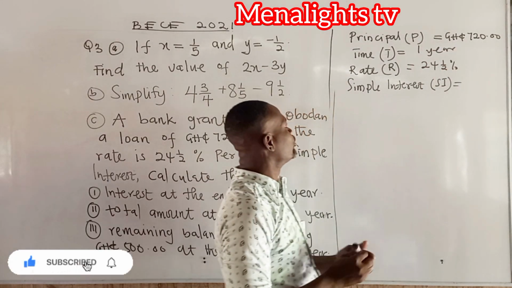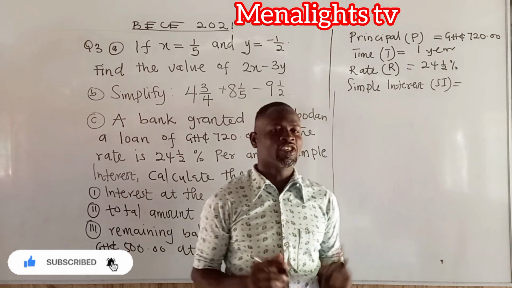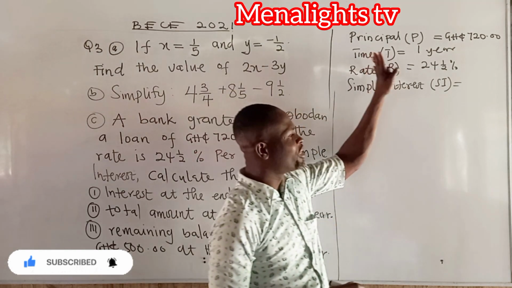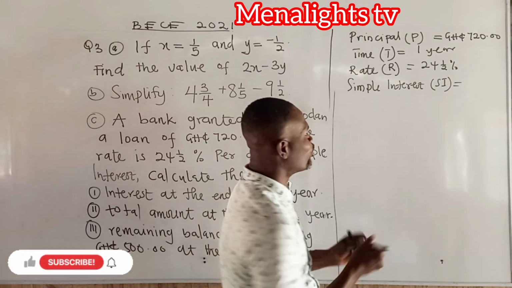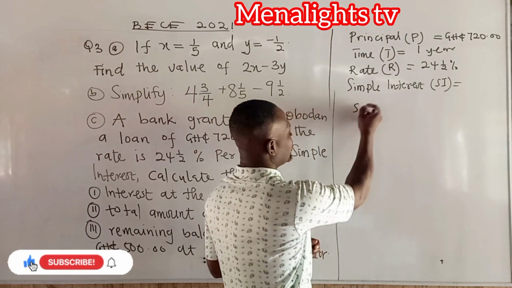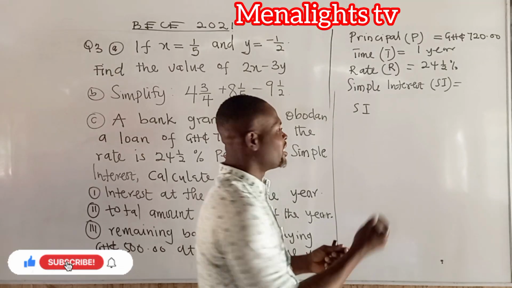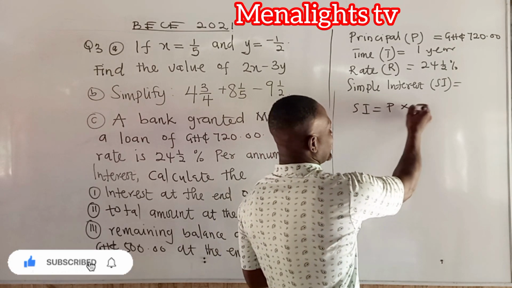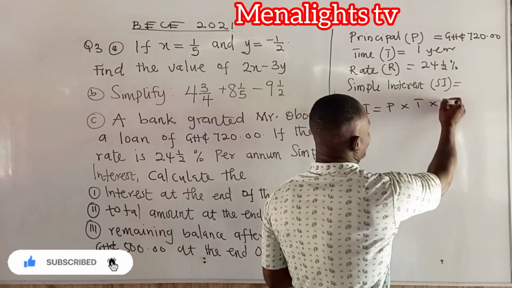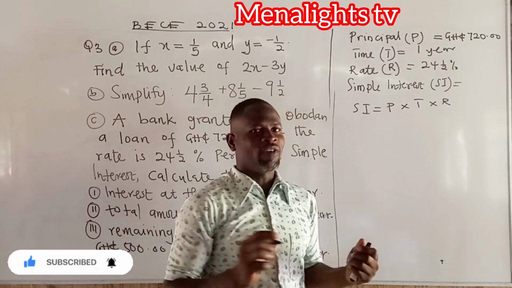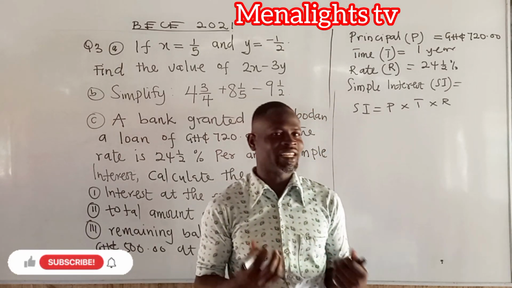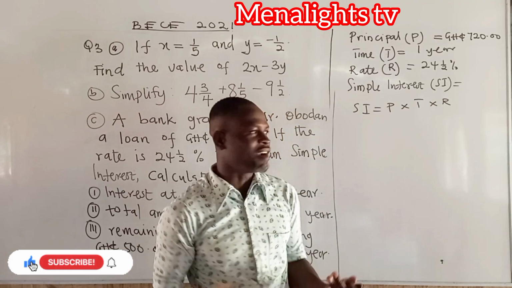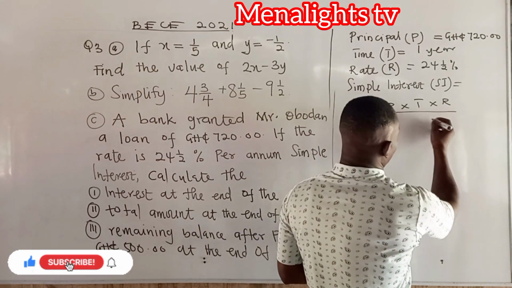Then we come to simple interest. Simple interest is the principal times the time times the rate. So we can say that SI, which is the simple interest, is equal to the principal times time times rate, all over 100. The reason why we have the 100 there is because the rate is out of 100. So that's why we always have 100 at the bottom.